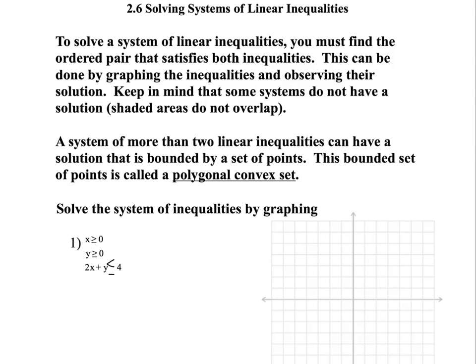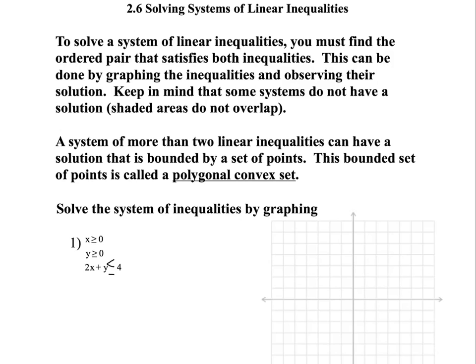Section 2.6 is on solving systems of linear inequalities. So this means we're taking linear inequalities like we talked about in Chapter 1 and graphing more than one at a time and figuring out where their shaded regions overlap. To solve a system of linear inequalities, you must find the ordered pair that satisfies both inequalities. This is done by graphing and observing the solution.